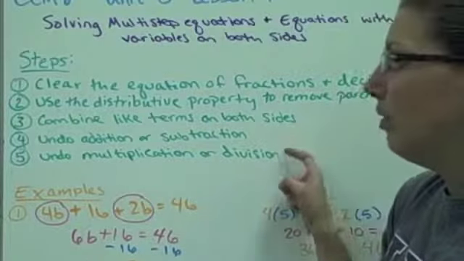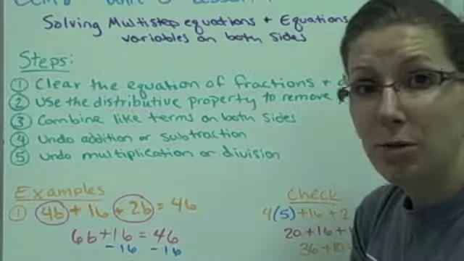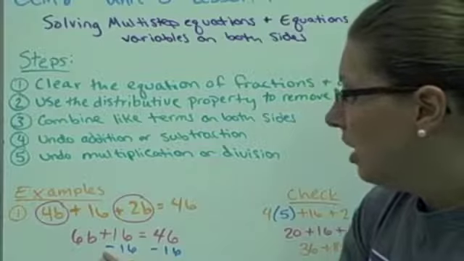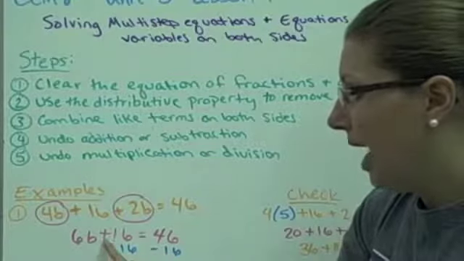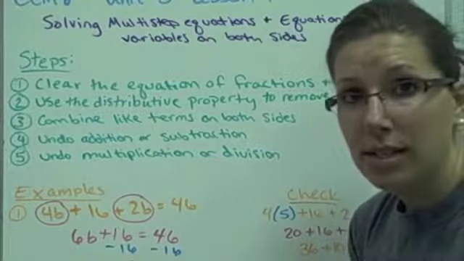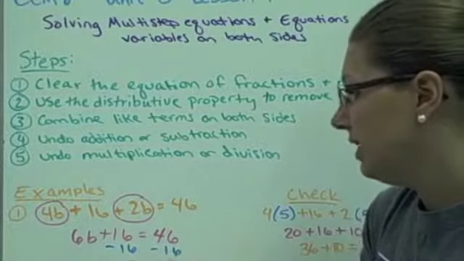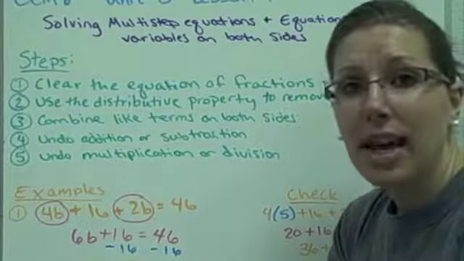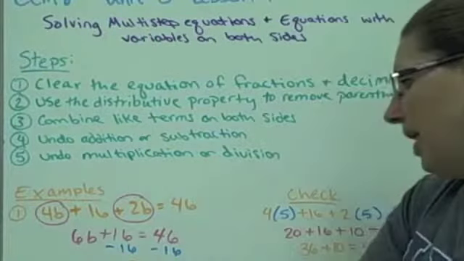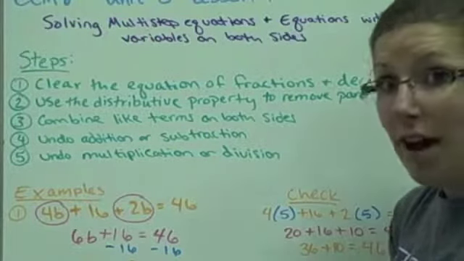Now we move on to step 4 and step 5, undo addition or subtraction. So I'm going to undo the addition of 16 by subtracting 16 from both sides. And then 46 minus 16 is 30. And then lastly, I divide both sides by 6. My answer is b equals 5.